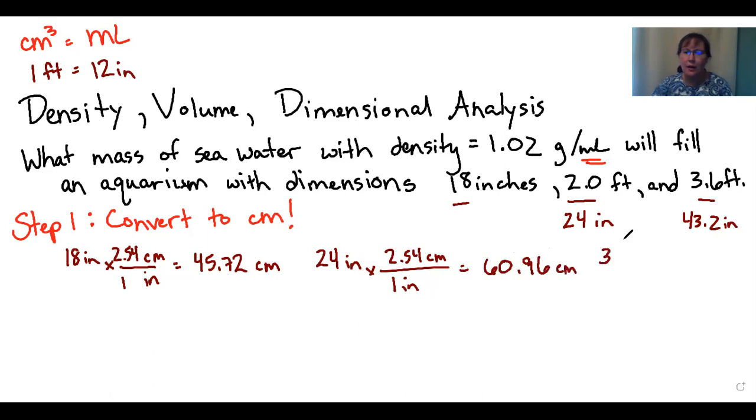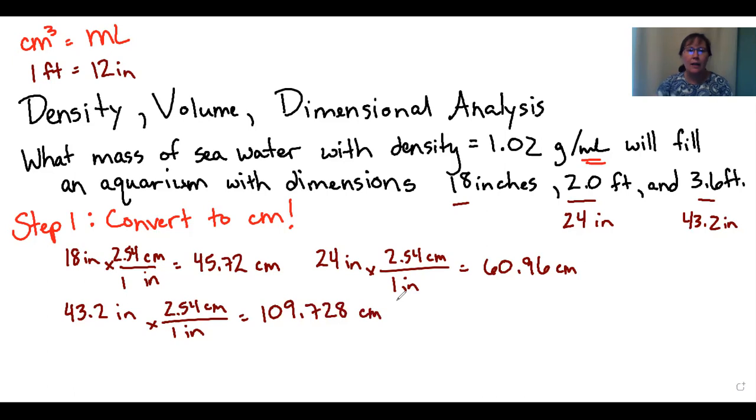And then we have 43.2 inches. Again, the 1 inch goes on the bottom and 2.54 centimeters on the top. And so now I have 109.728 centimeters. Now my step 2 is going to be to find volume.